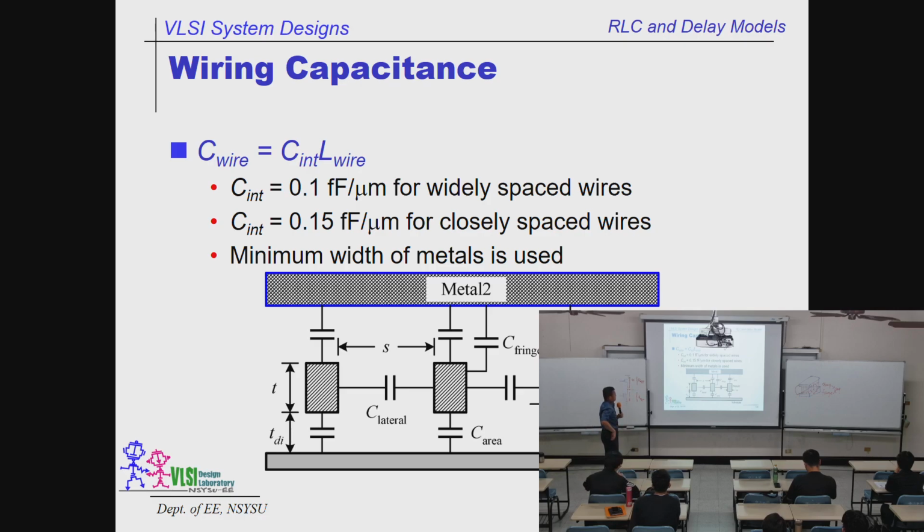So for the interconnect, for widely spaced wires, that's called the interference, the C times L. C is equal to 0.1 if they are widely spaced, widely isolated. It becomes larger if they are placed very close, about 0.15. And it's hard to remember these numbers. Don't worry, okay?